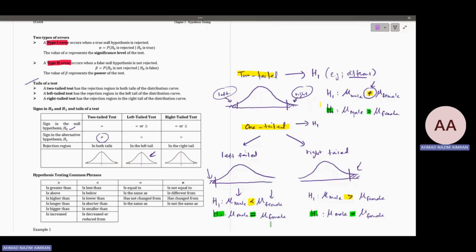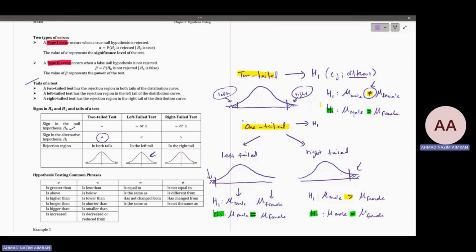And regarding the symbol of the alternative hypothesis, you may be wondering, how if the question asks you to find, for example, or test whether the mean CGPA of male is less than or equal to the mean CGPA of female, for example.